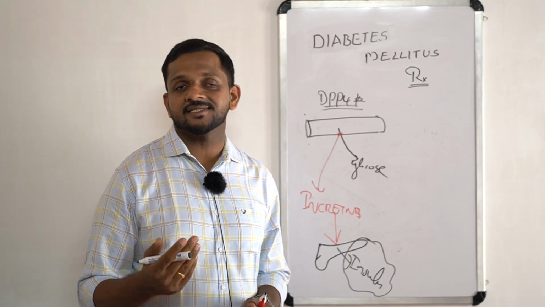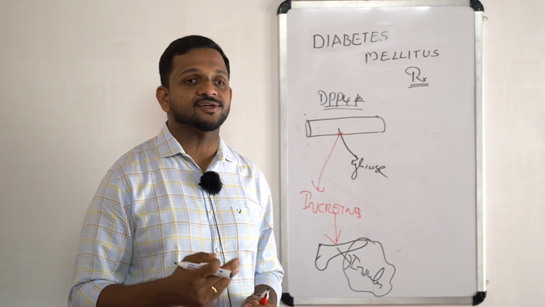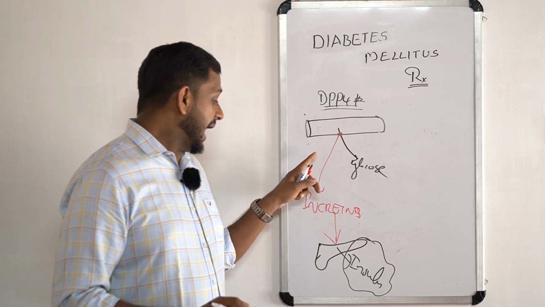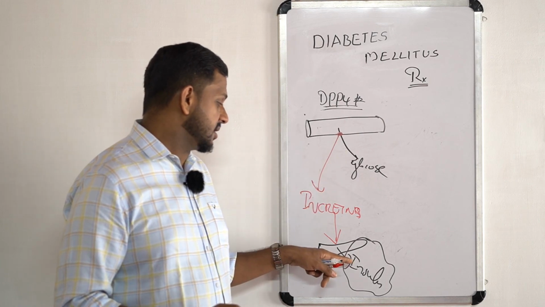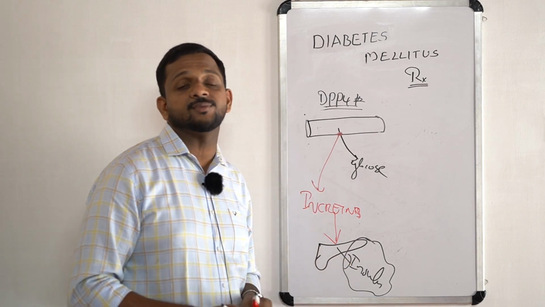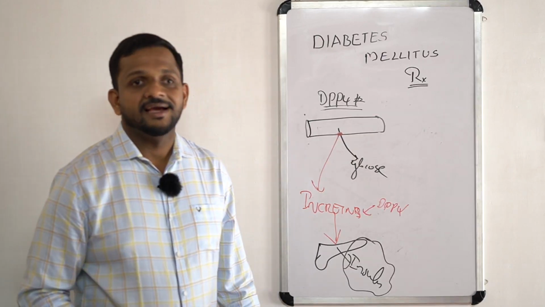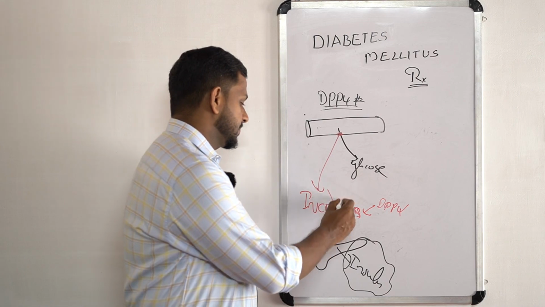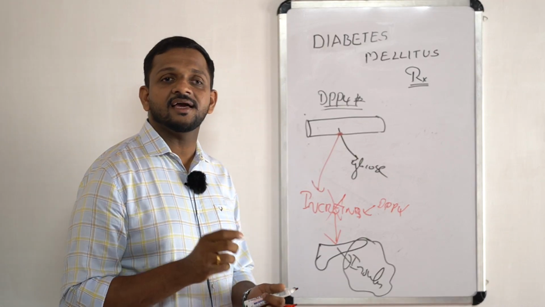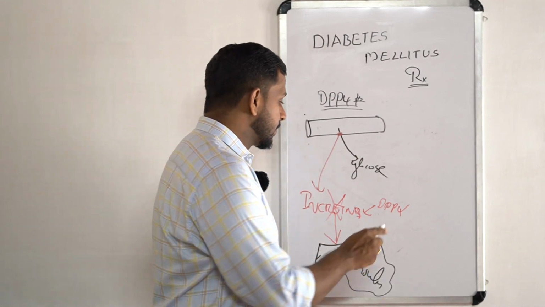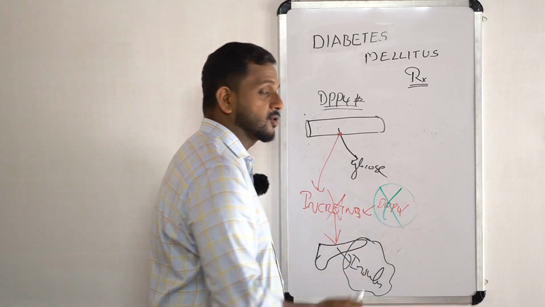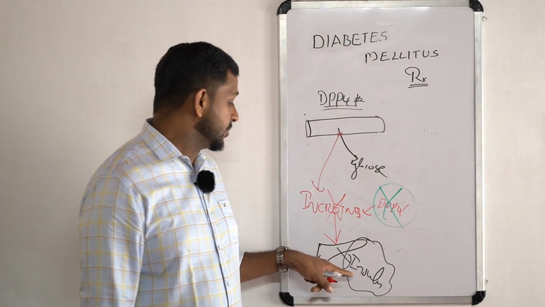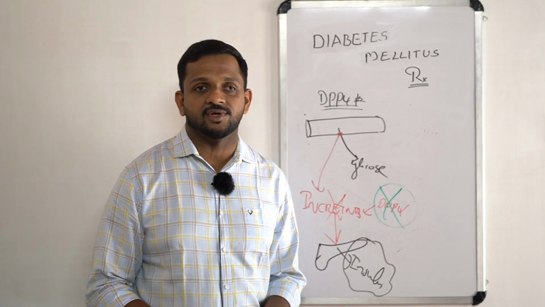As I already discussed, the sulfonylureas act by increasing the secretion of insulin. Here the incretins are also secreted along with the glucose in the diet, and they act on the beta cells of the pancreas to stimulate the secretion of insulin. DPP-4 is an enzyme which usually destroys the incretins. But if we give DPP-4 inhibitors, it will block this DPP-4. So the incretin levels go up in our blood and stimulate the beta cells to secrete insulin.